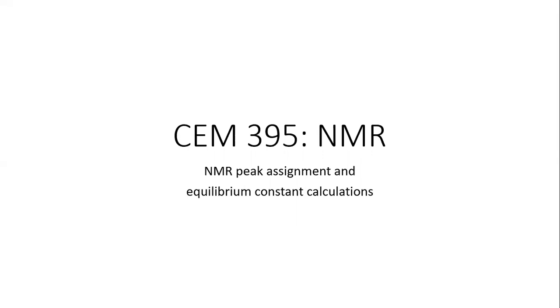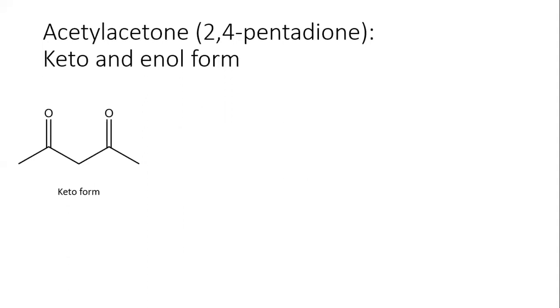Before we start, let's take a look at the compound that we want to study, acetylacetone, or 2,4-pentadione. We know that this is acetylacetone with two carbonyls, or ketone forms. So we call this molecule to be in its keto form.